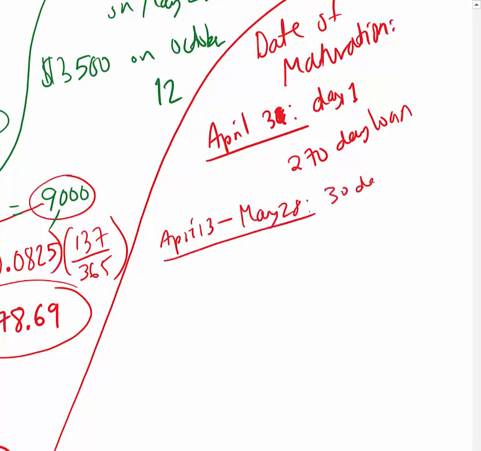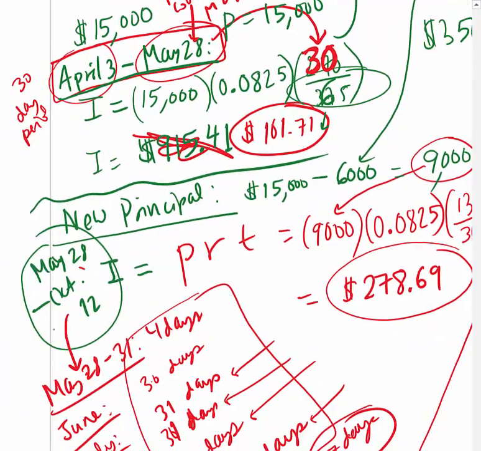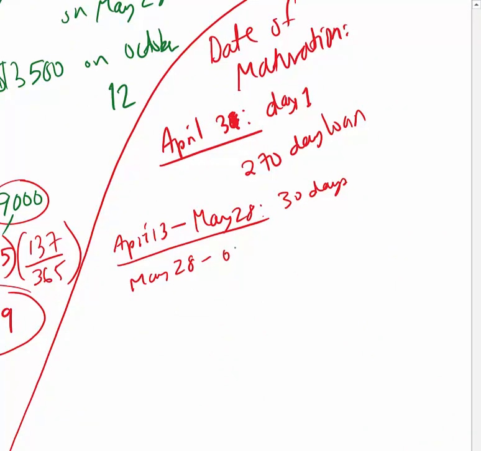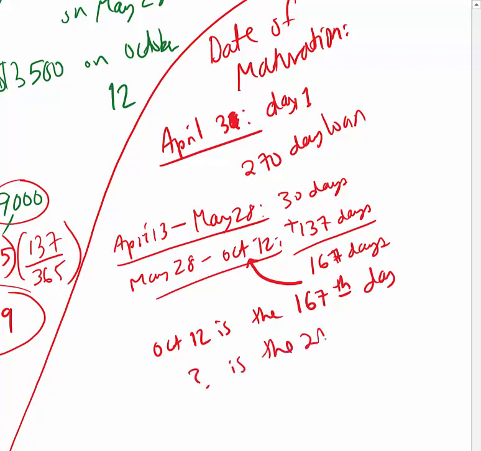I know that was 30 days. And then from May 28th to, let's see, when was the next payment again? October 12th. What did we say that was? 137 days. So on October 12th, how many days had passed? 167 days. Okay, so from October 12th, I just got to figure out when was the 270th day. So I'm going to just look at a calendar and see if October 12th is the 167th day, then what is the 270th day?